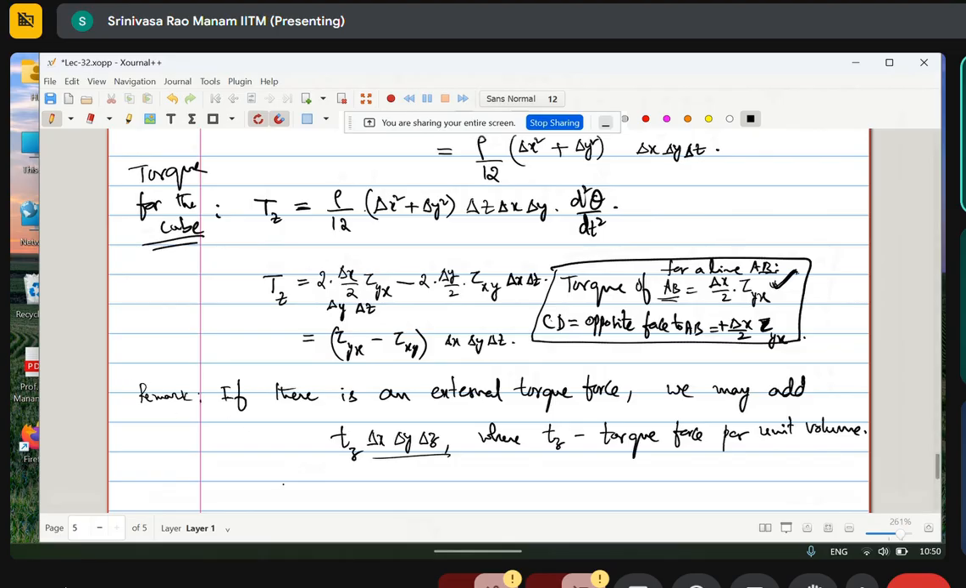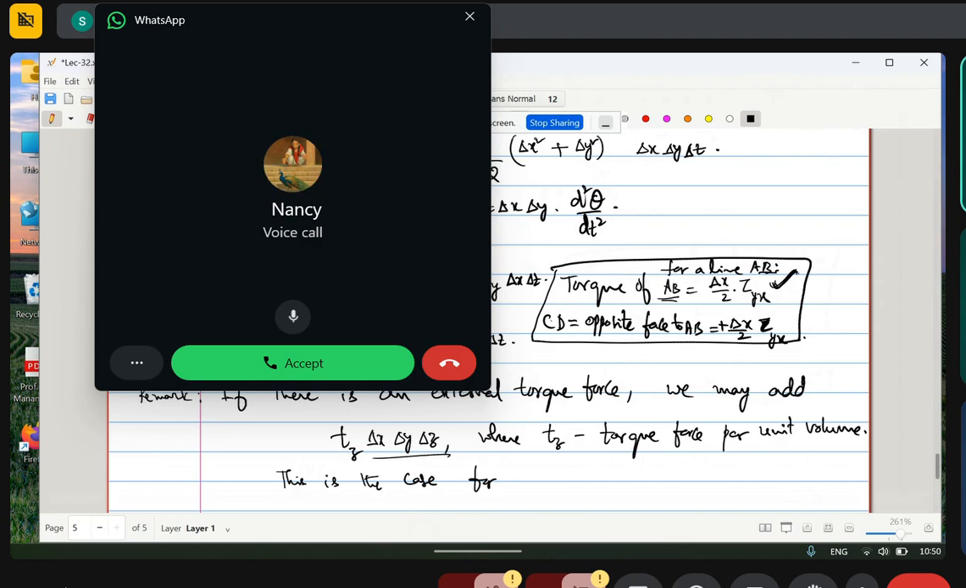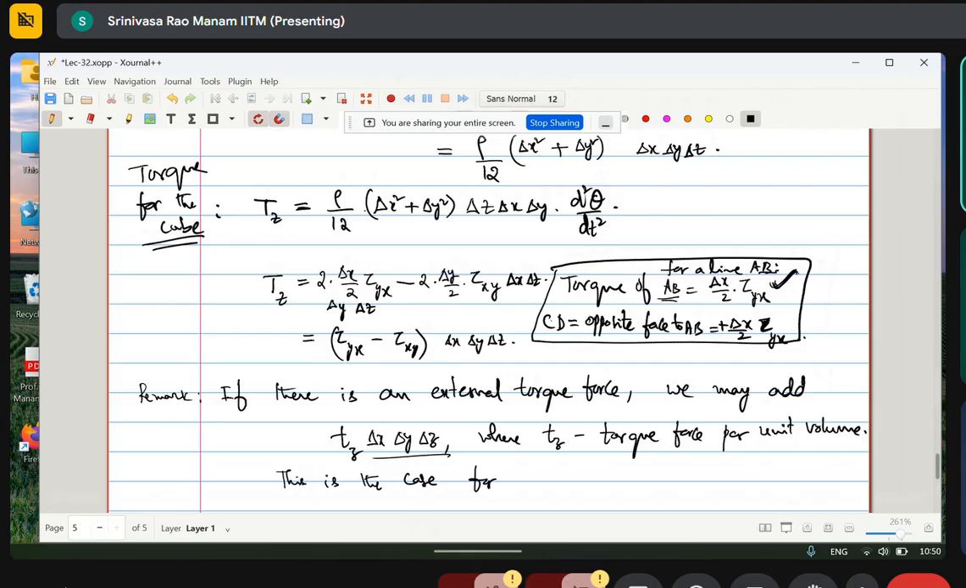This is the case for certain materials. So what are those materials? Like ferrohydrodynamics, for example, ferromaterials. There is an external magnetic field. So that's called ferromaterials, hydrodynamics.